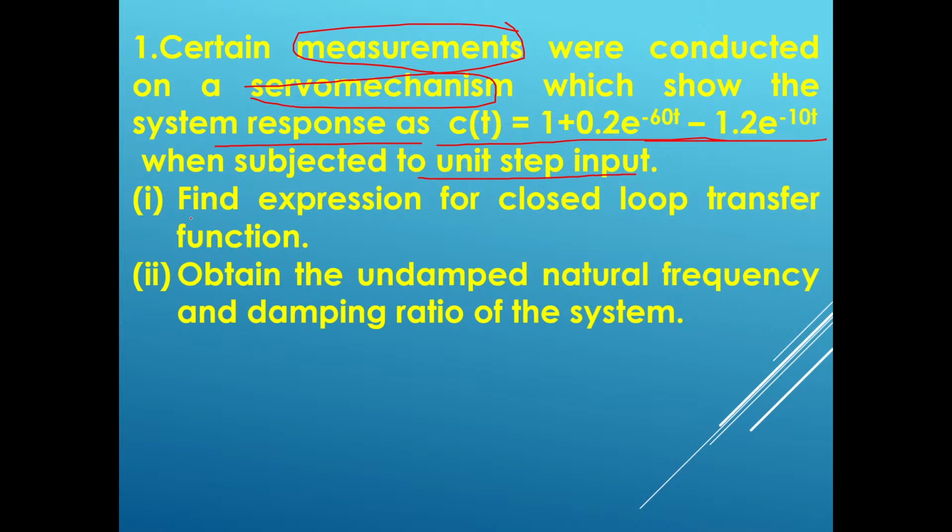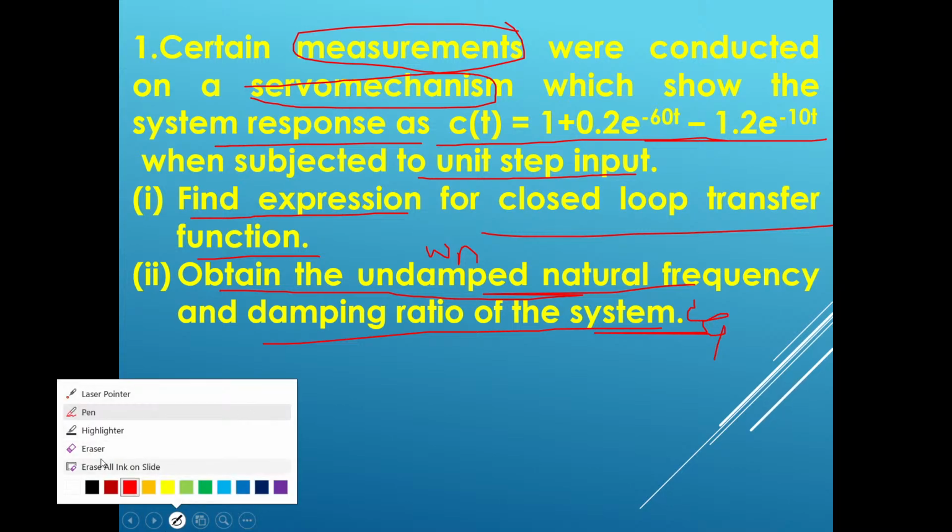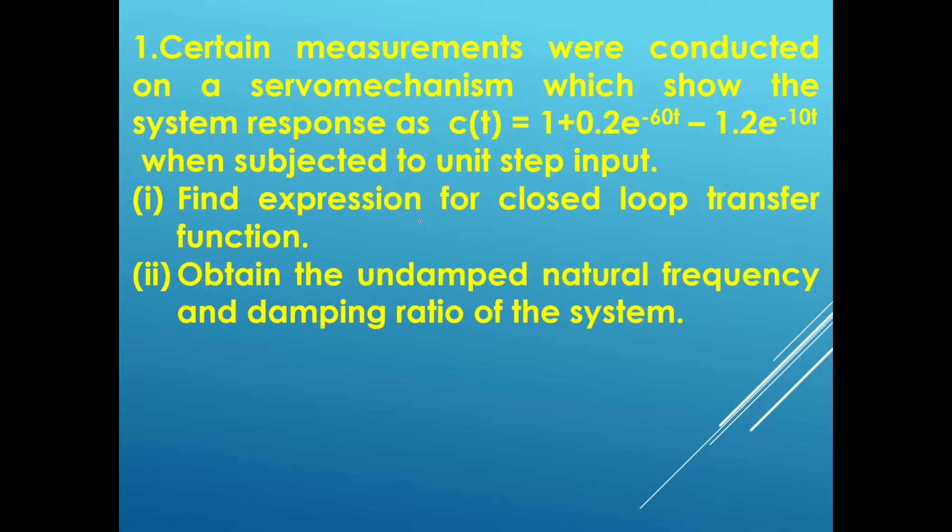What we have to determine is the expression for the closed loop transfer function. That means we have to determine the transfer function. And obtain the undamped natural frequency, that is omega n, and the damping ratio, which is zeta. So we have to determine omega n, zeta and also the transfer function.